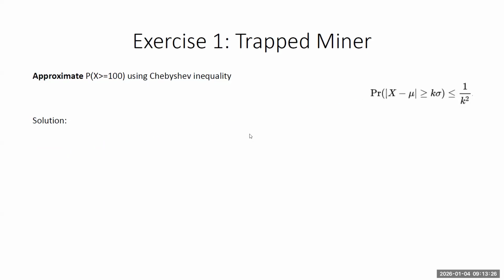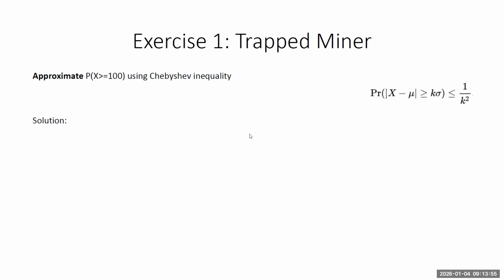And the question now: we want to estimate the probability that X greater or equal to 100 using the Chebyshev inequality. Is it better than the Markov inequality? Not always, it depends. But in general, we use two things here. We use the information about the expected value. We use information about the standard deviation. It can be better. In many situations it's better, but not always.